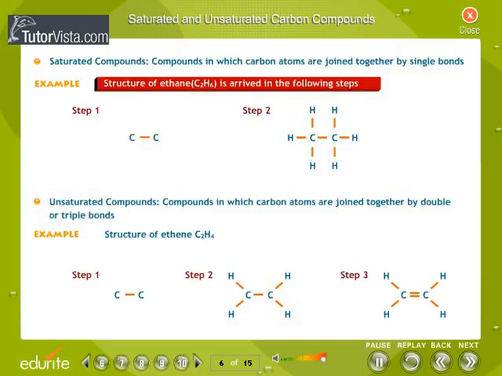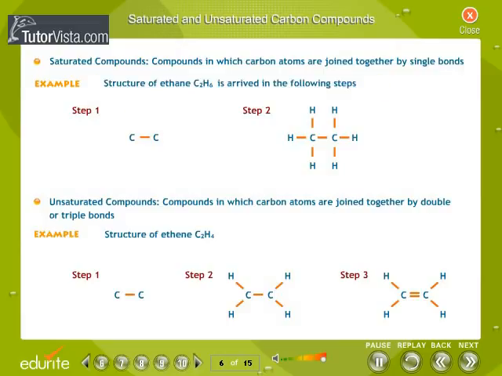In order to arrive at the structure of simple carbon compounds, the first step is to link the carbon atoms together with a single bond and then use the hydrogen atoms to satisfy the remaining valencies of carbon. Unsaturated carbon compounds are more reactive than the saturated carbon compounds.